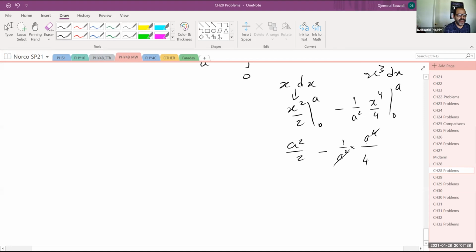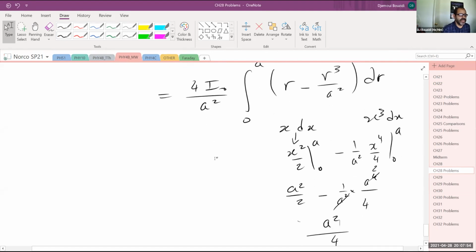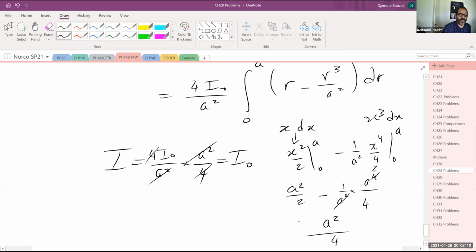And again, the a squared and the 4 cancel, and we'll be left with an a squared over 4. So what I have in here is a squared over 2 minus a squared over 4, and the common denominator is 4. So it's going to be basically a squared over 4. So the answer at the end will be 4 I naught over a squared times a squared over 4. And the 4 cancels the 4, and the a squared cancels a squared. And that is exactly what we were supposed to show, that the total current is I naught. That is the question.